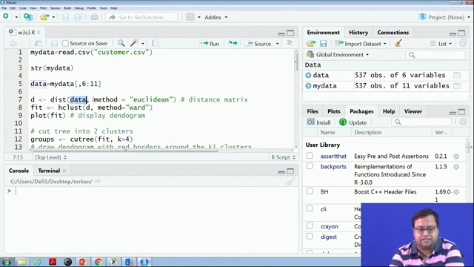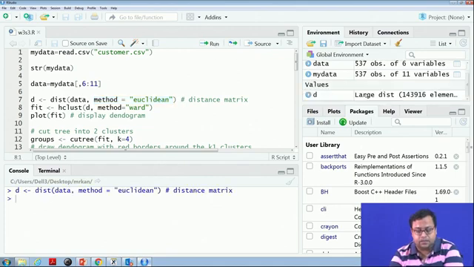Input is data, and the method is Euclidean. It will create a distance matrix for every person to every person, 537 by 537, and that is what has been created here. So, D is equal to dist, and if I run this, I get D, which is a large distance matrix.